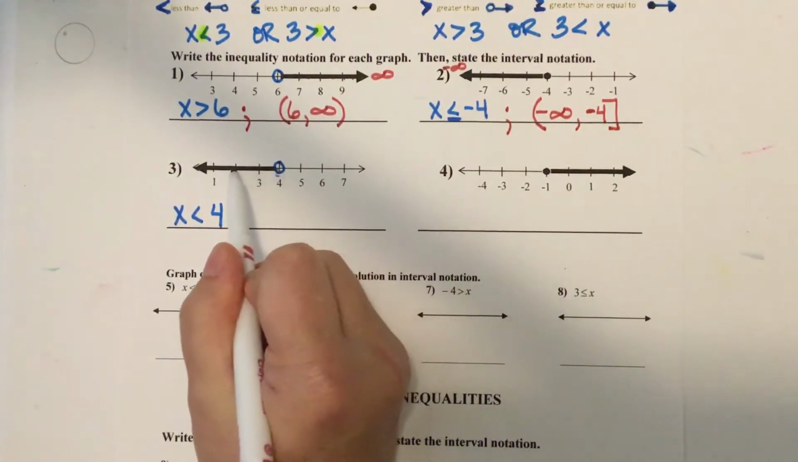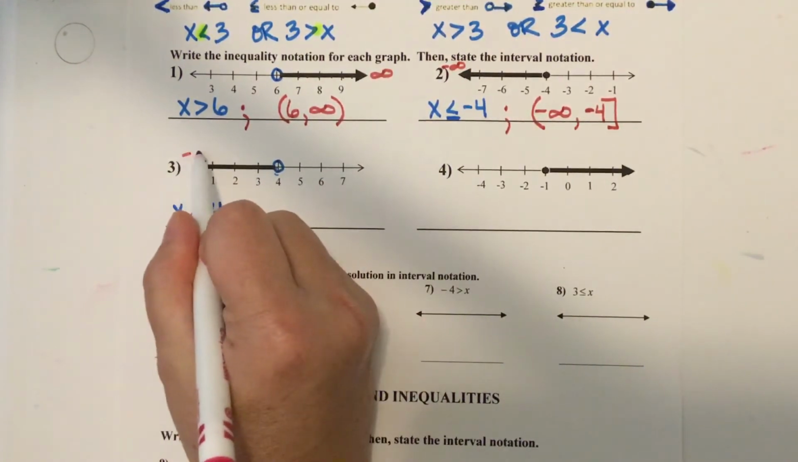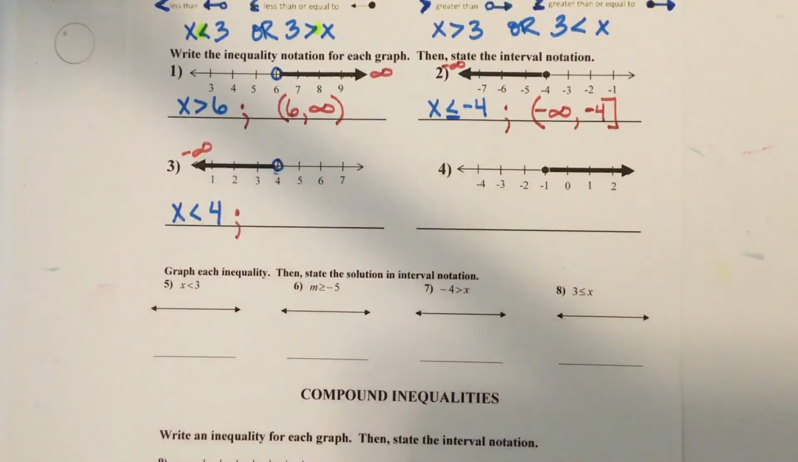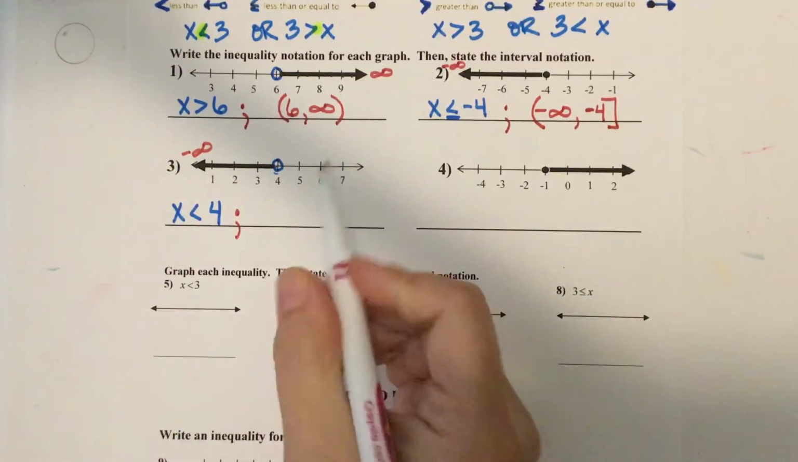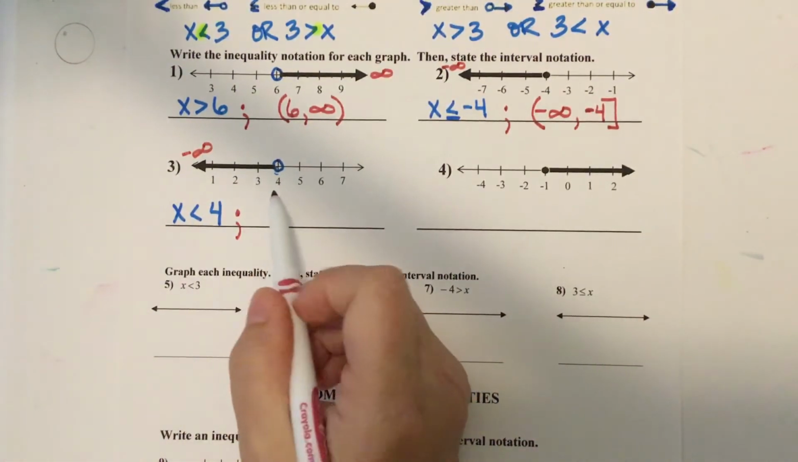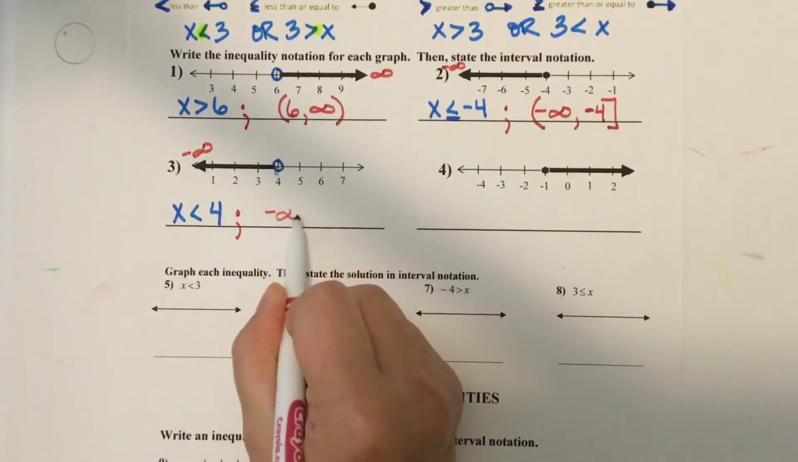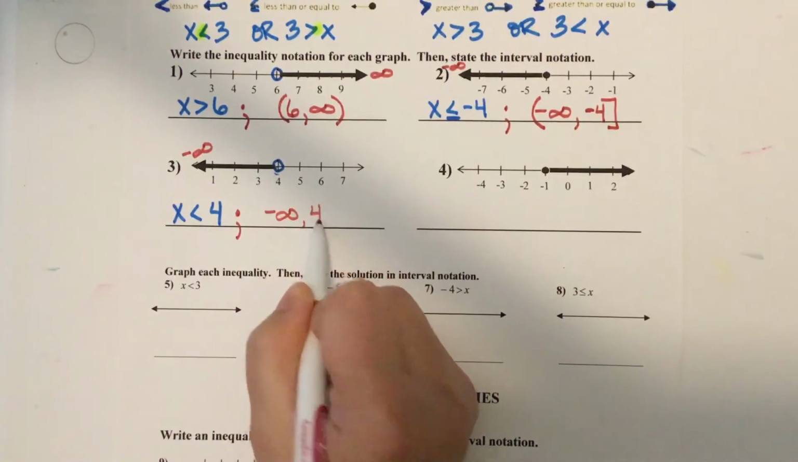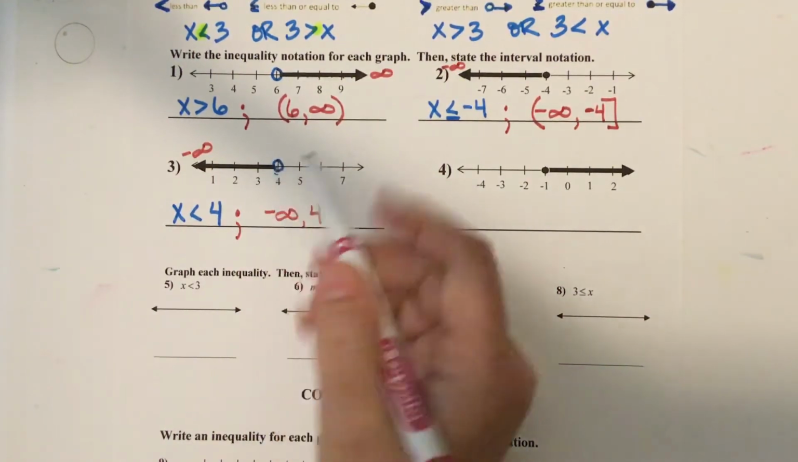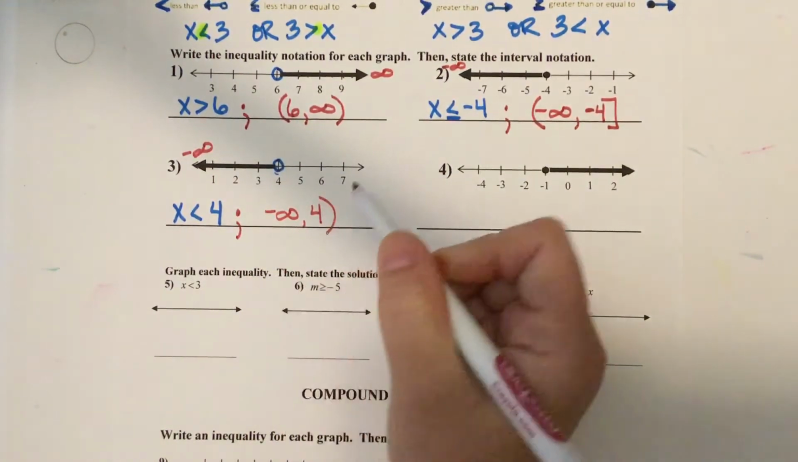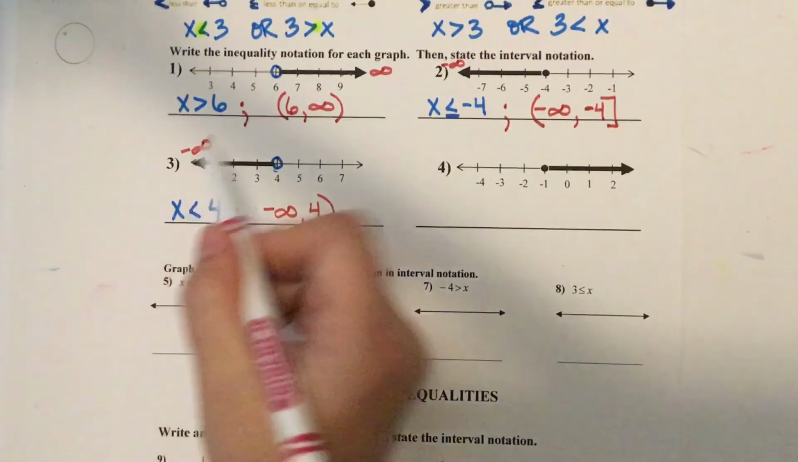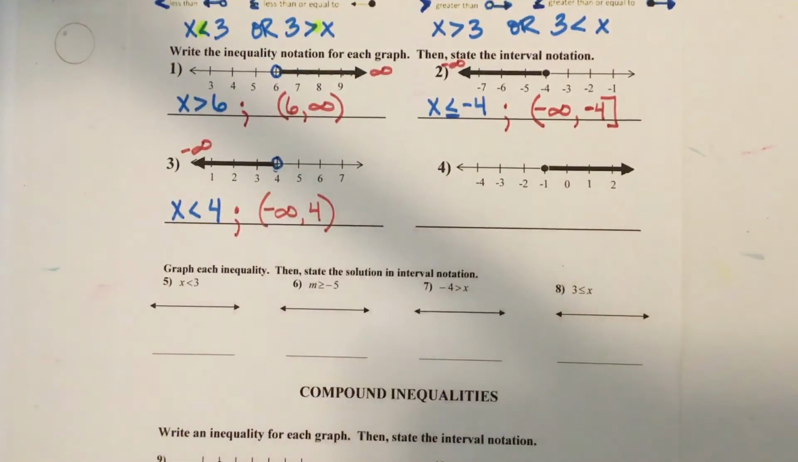Because you're going left, left, left, left, left, you're getting smaller and smaller and smaller, so you're headed to negative infinity. Okay, so when you do the interval notation, it's always smallest to biggest. So negative infinity goes first, and 4 goes last. Because it's an open circle at the 4, it's a parenthesis, and because you can never equal infinity, it's a parenthesis. And that's your interval notation.